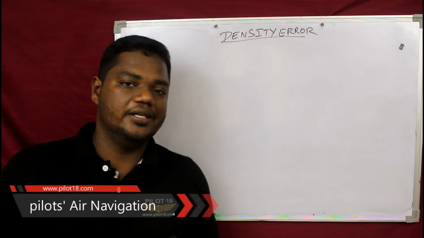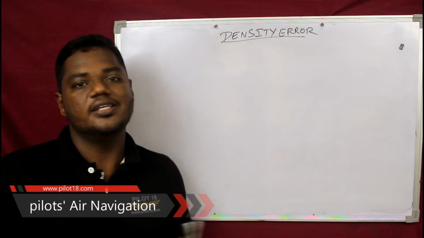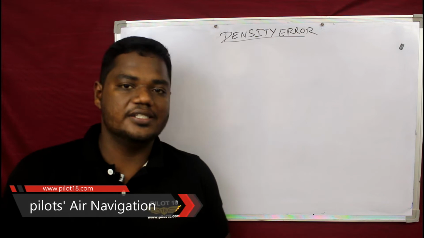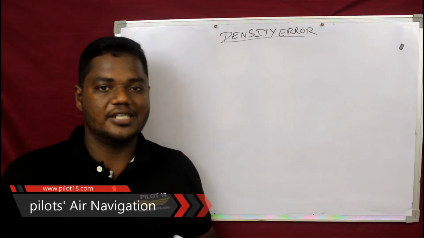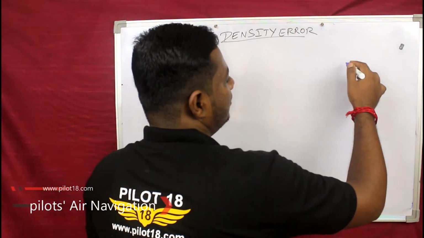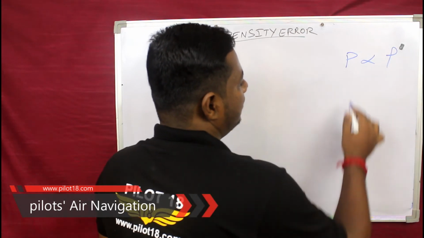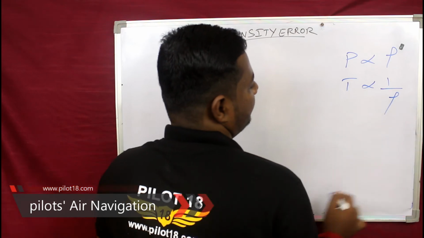Density can be more by more pressure. If pressure is more, density will be more. If pressure is less, density is less, okay? Likewise, if temperature is more, density will be less. If temperature is less, density will be more. So in other words, you can say pressure and density are directly proportional, temperature and density are inversely proportional, okay?